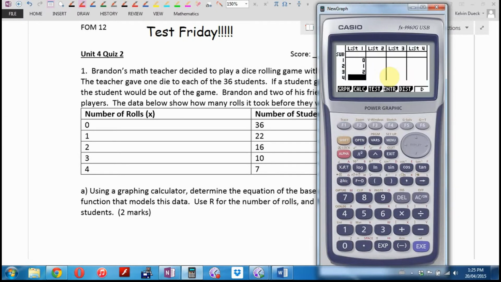0, 1, 2, 3, 4. 36, 22, 16, 10, 7. It looks like as we roll, students are getting eliminated. I'm going to hit graph. Oh yeah, Matt, you know what that looks like? Why, that looks like every single exponential graph I've ever seen. This is a decay graph.